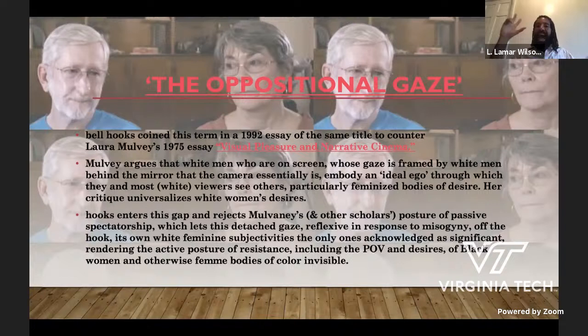embody a kind of ideal ego through which they and most white viewers see others, particularly feminized bodies of desire. So we are seeing the world through these white men's eyes, and our desires are supposed to be their desires. So her critique universalizes basically white women's desires, saying white women don't get to see themselves as beautiful. Bell hooks comes along to enter the gap and rejects Mulvey's and other scholars' subsequent posture of passive spectatorship, which lets this detached gaze, reflective in response to misogyny, off the hook. Its own white feminine subjectivities, the only ones acknowledged as significant, render the active posture of resistance, including the point of view and desires of Black women and otherwise femme bodies of color, invisible.